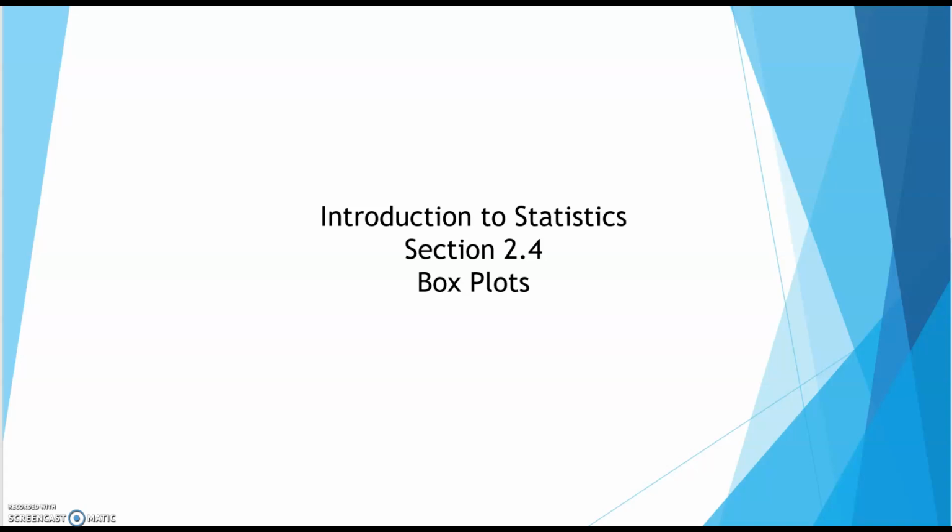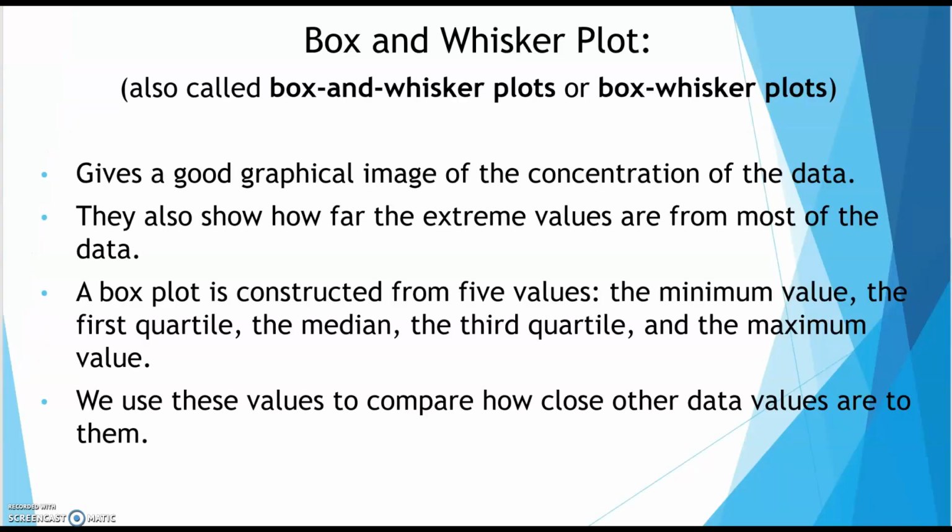Alright, section 2.4, we're talking about box plots. You can call it a box plot or you can call it a box and whisker plot. The main goal for using this type of graph is to look at the concentration of your data. It can also show you extreme values, another word for that is an outlier.